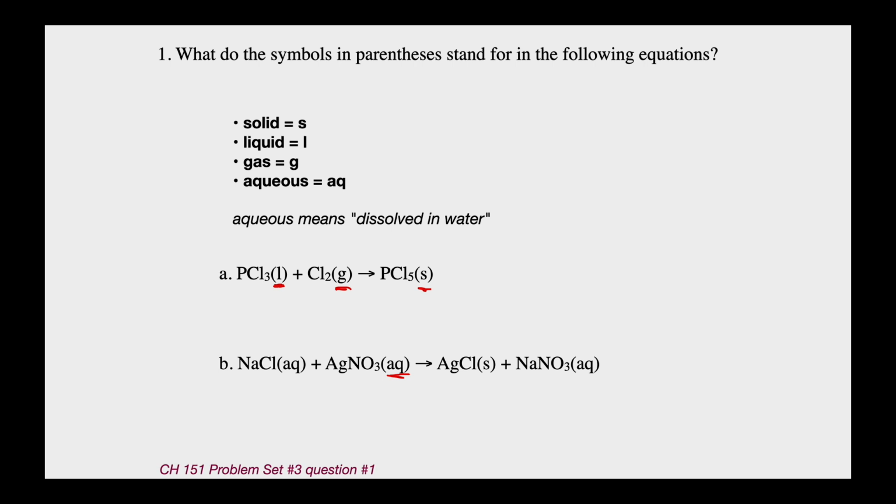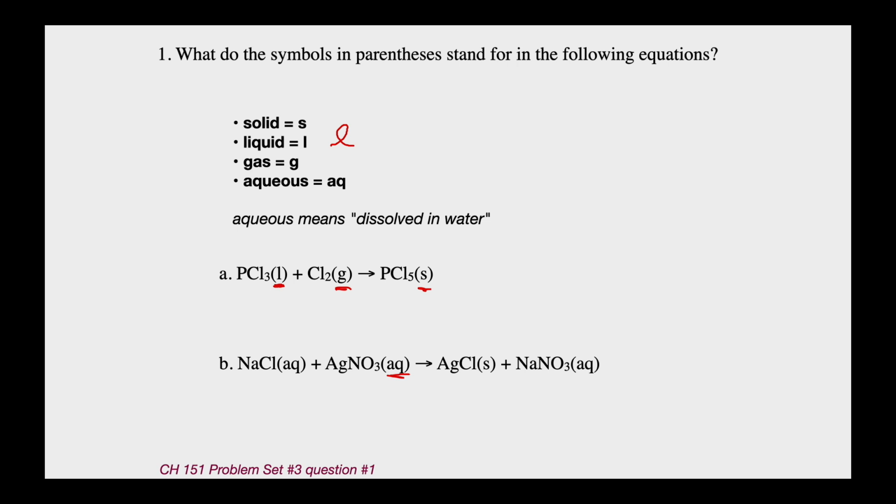So solids are S, all right? The PCl5 there in equation A would be a solid. L is liquid, so PCl3 has an L by it. Sometimes you'll see the L listed more like a cursive L. Sometimes it looks like an L, sometimes it looks like a 1, I know. But if it's in parentheses next to a chemical equation like that, then you know it's a state of matter.